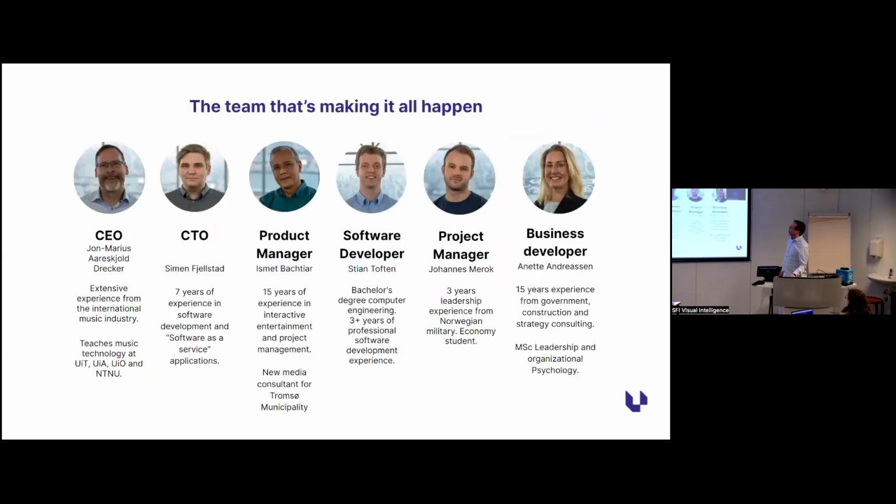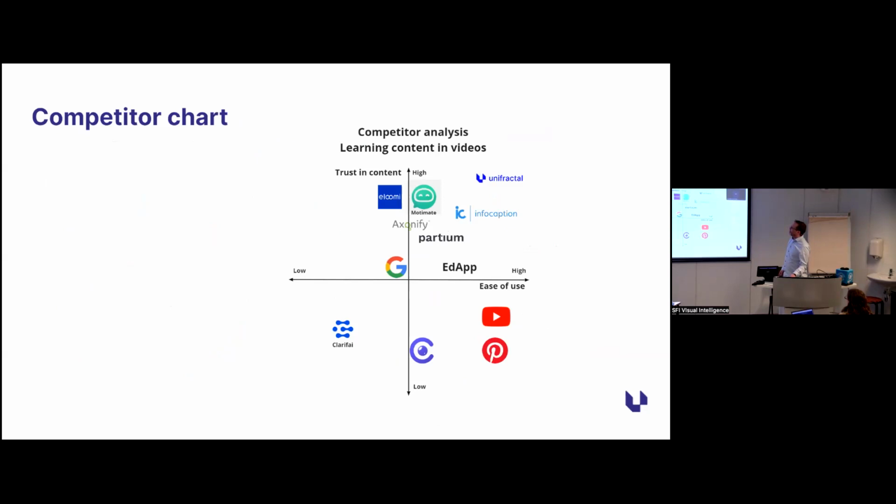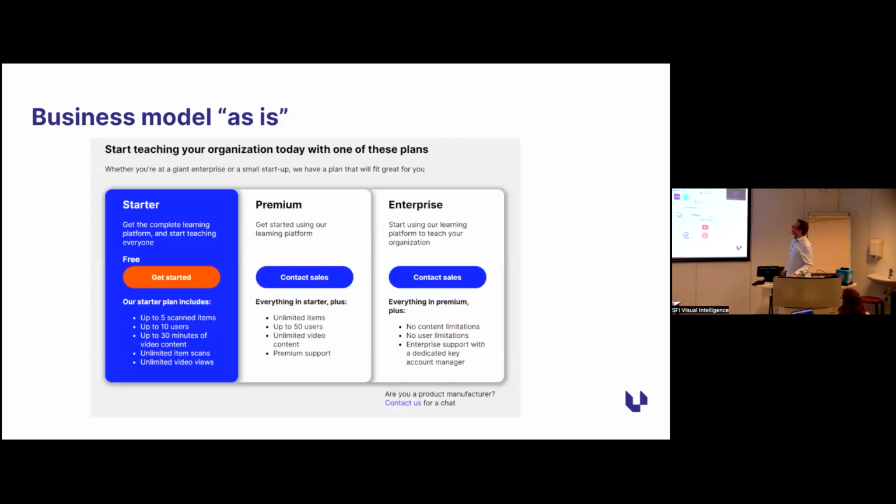This is the team. This is the competitor chart, and one of the first things you should probably do is figure out if someone already did this. These competitor charts are funny because everyone makes them, and for some reason it's always your own company that ends up there. And this is our business model, which we're rebuilding now actually.